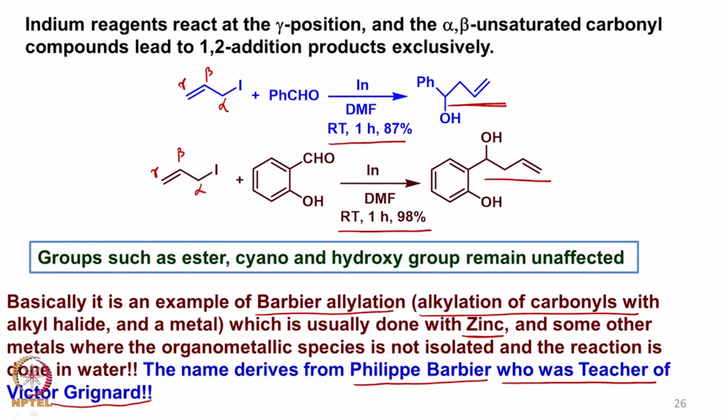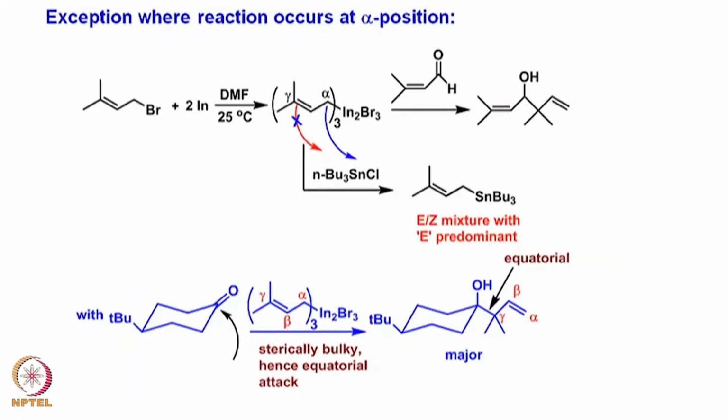So it is a very interesting Barbier allylation, which is very much utilized in organic synthesis, and we can see that the majority of the times it is the gamma position where the reaction occurs. But if you have a sterically hindered substrate, then sometimes one can see the alpha position being attacked.